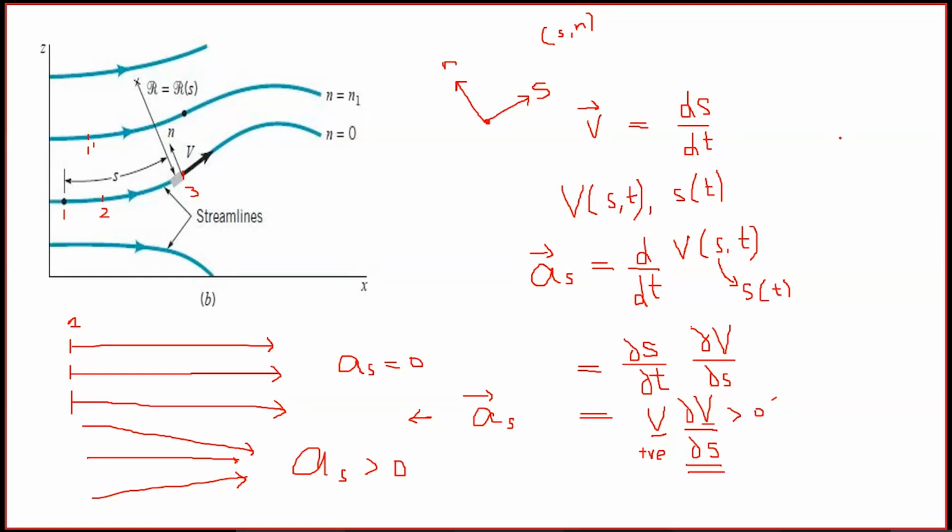If these are diverging, let's say if these are diverging like this, the gradient partial V by partial S would be negative, less than 0. Sorry, less than 0, right? जी. समझ आ रही है बात?